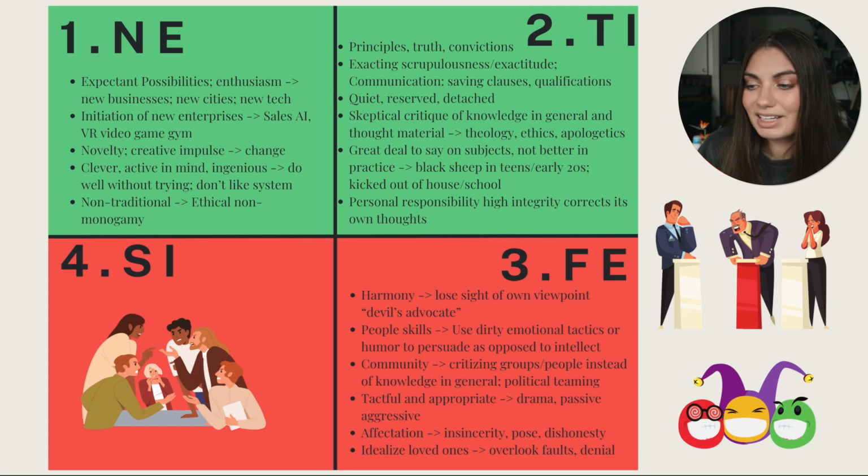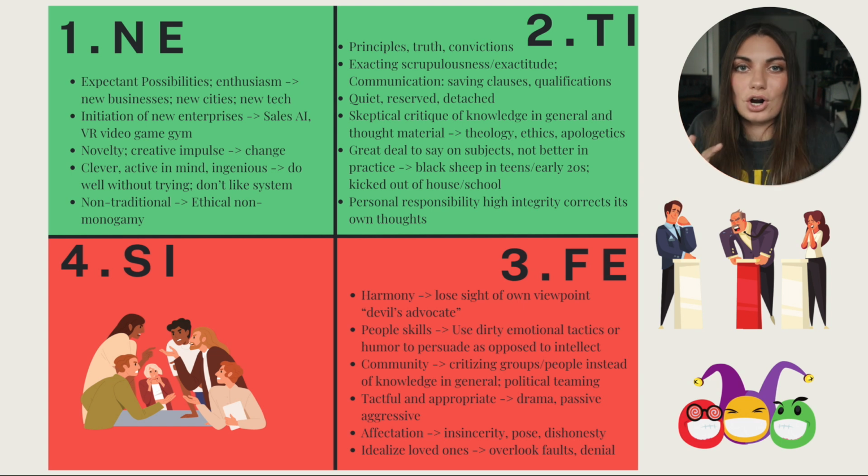One issue with extroverted feeling is affectation. So there's insincerity, pose, dishonesty. Extroverted feeling loses sight of its own viewpoint, and that can go as far as lying. If we're talking about the worst of the offenses of extroverted feeling, there is some dishonesty, trying to appease different people in the room. I've known ENTPs who have a hard time breaking up with people because it's going to be so hard to break up with this person or to give bad news to people. And this can lead to dishonesty, this can lead to lying.